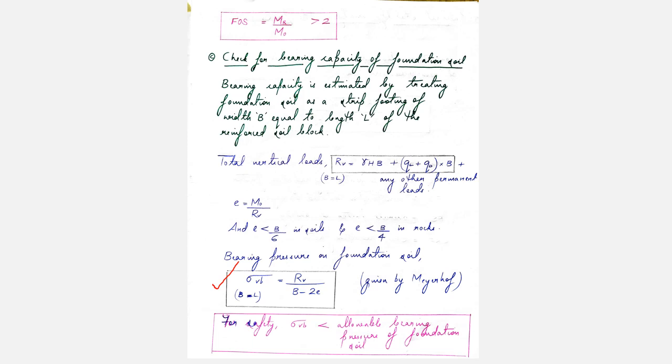So the total vertical load divided by the effective width will give you the actual bearing pressure coming on the foundation soil. Okay. So here in our plane of analysis, B, that is the width of the footing, is equal to the length of the reinforcement itself.